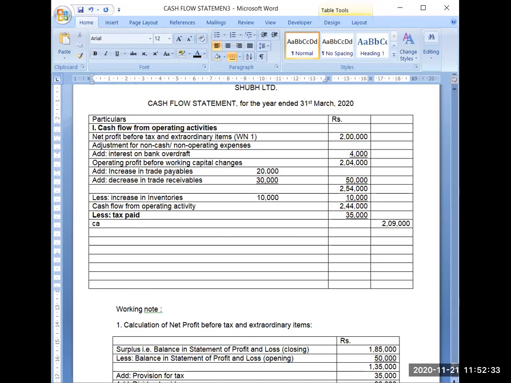This is cash flow from operating activity. So this is the answer for cash flow from operating activity. Now, second part, we will start cash flow from investing activity.